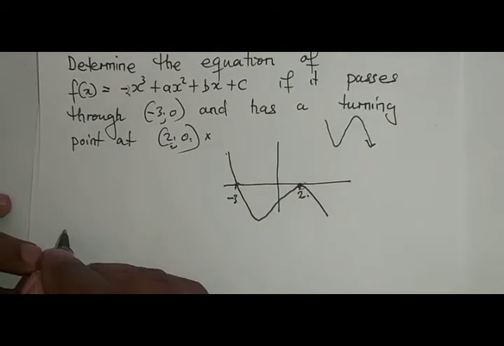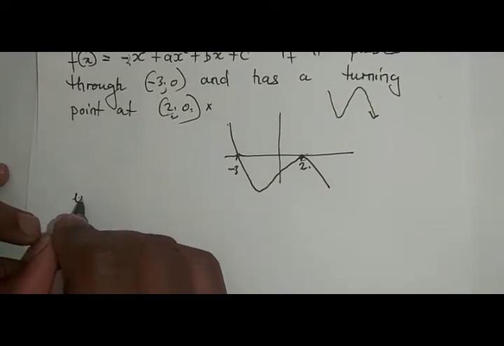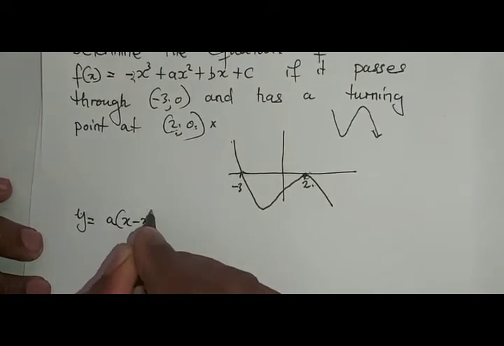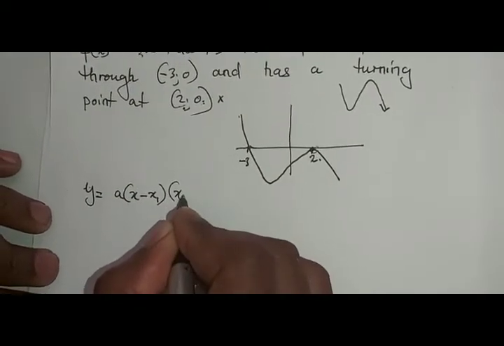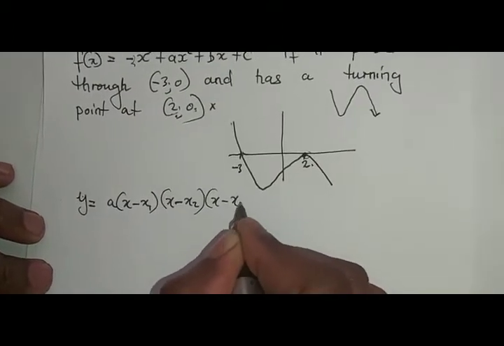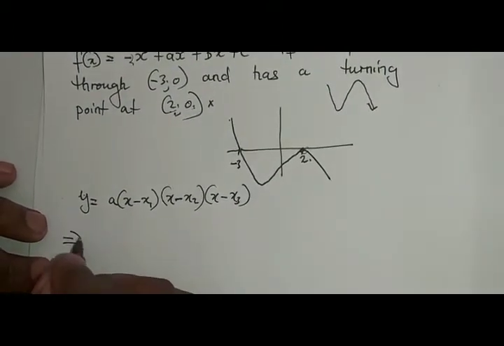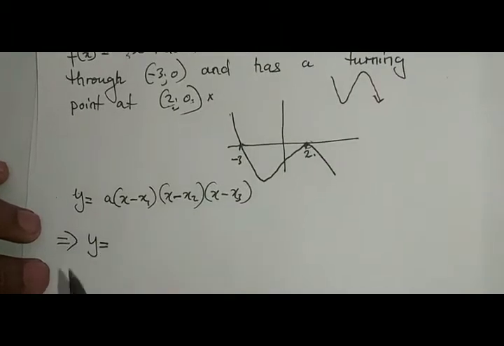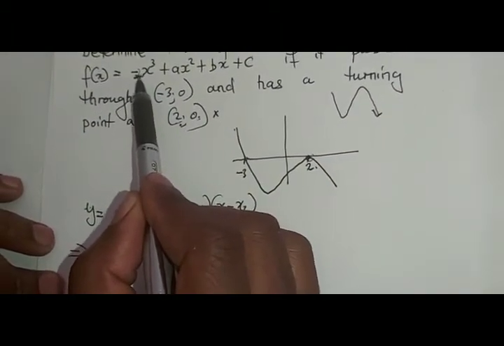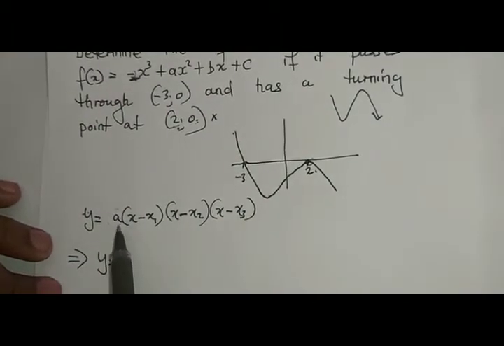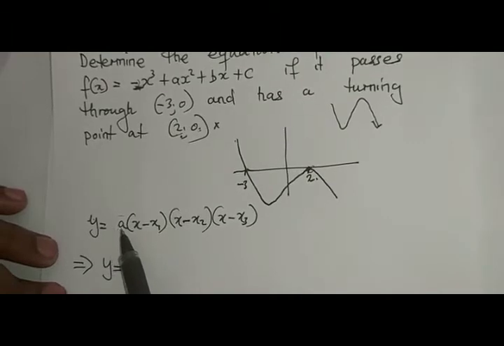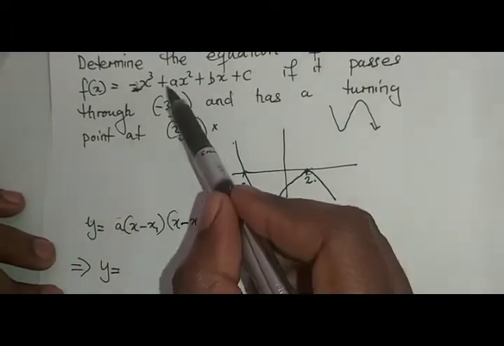Therefore, it means we are saying, again, our y is equal to a into x minus x1 into x minus x2 into x minus x3. Which in this case implies that our y equals to, look again here, can you see here that it's minus, which means this a here, and can you also note that this a is different from this one? Are we getting that one?